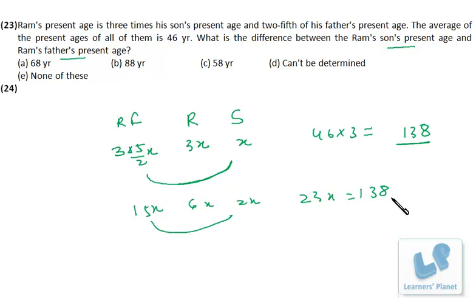So 23x is 138, so 13x is what? So it's 138 by 23 into 13, right? Since 46 into 3 is 138, that means 23 will be 6 times. So 13 into 6, that is 78 years, right? So that's none of these, right?